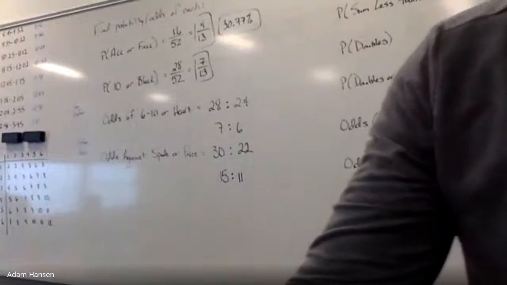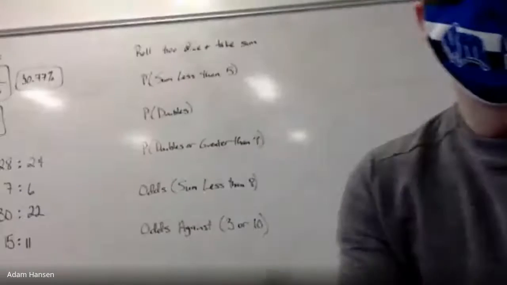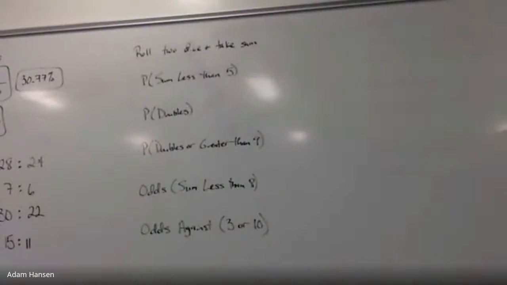Okay, I got a handful there on the board. With the table in your notes or the table on the board to the side, find each probability or odds ratio given. Let me try the first one together. I'll leave you the other 4. I roll 2 dice and I take the sum.